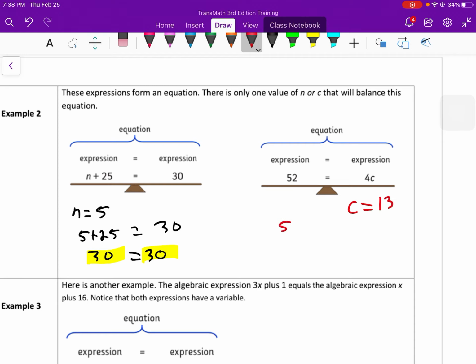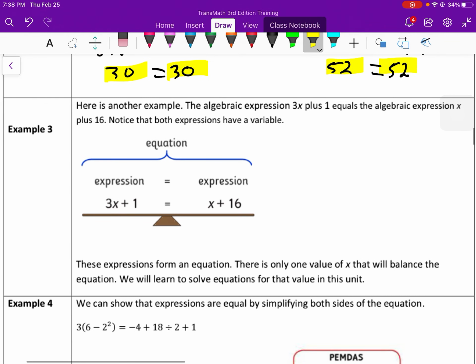Well, let's check. On the left, we have 52. On the right, we have 4 times, well, we're substituting 13 in for c. So 4 times 13 is 52, yep. So now these equations are balanced.